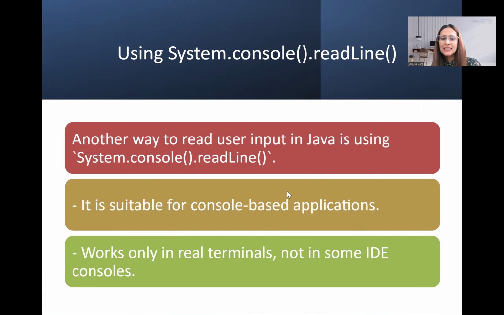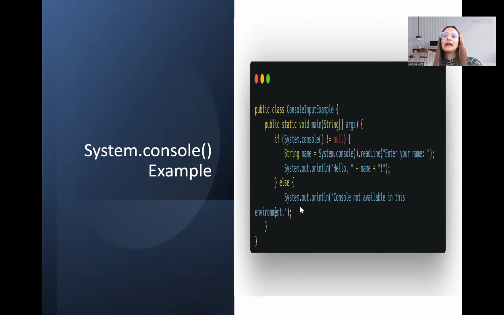And then second, System.console().readLine() can only read user input as a string. But what if you are accepting user input that's an integer or double? In that case, you need to parse it, you need to convert it manually. So that is also another limitation, that you cannot work with different data types.